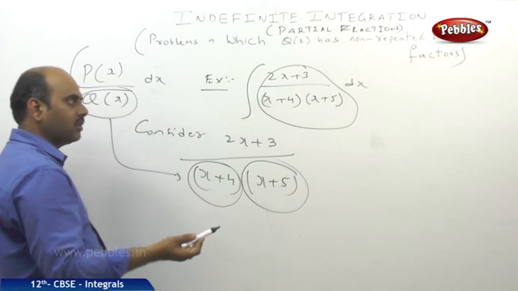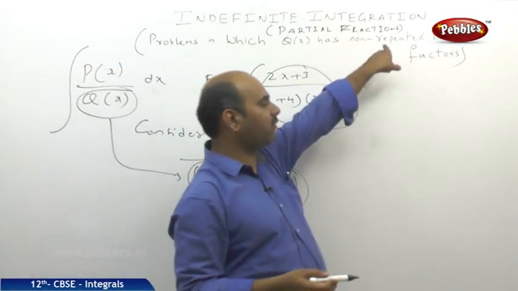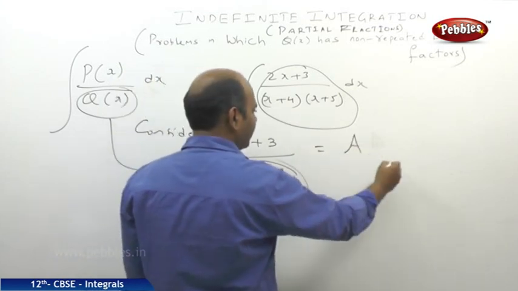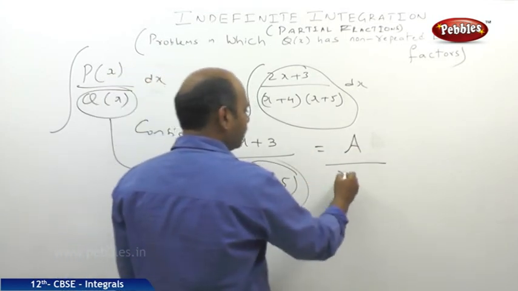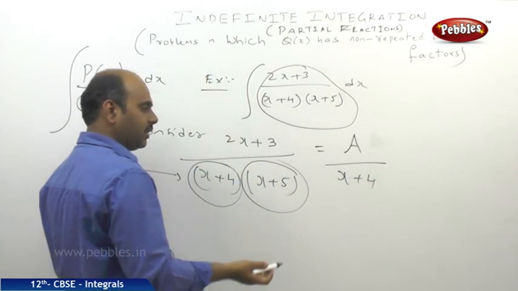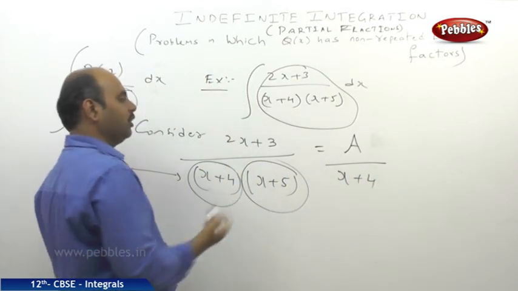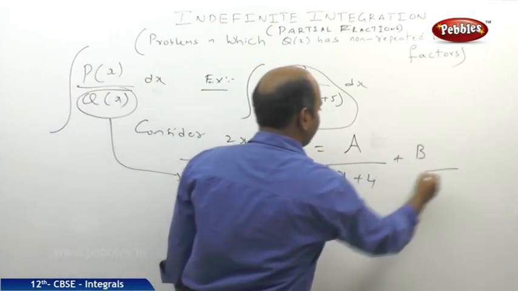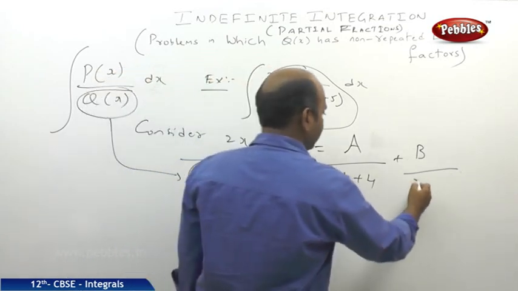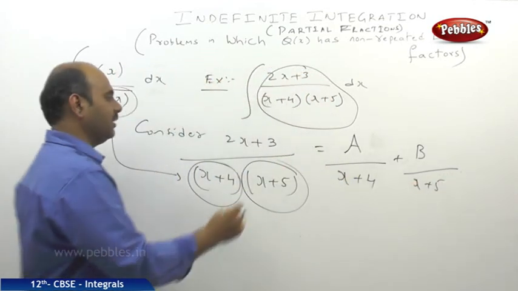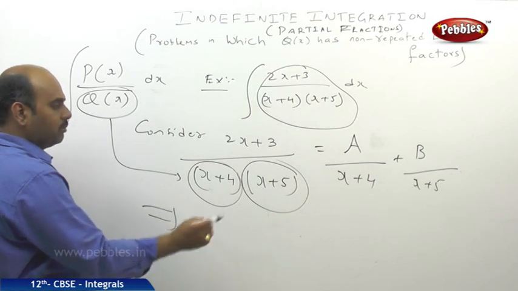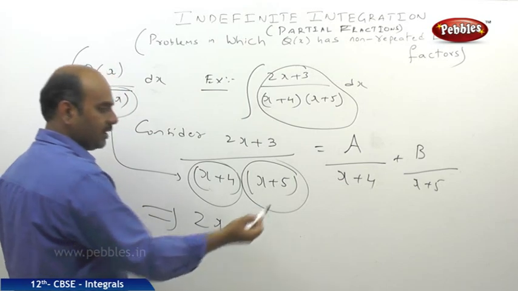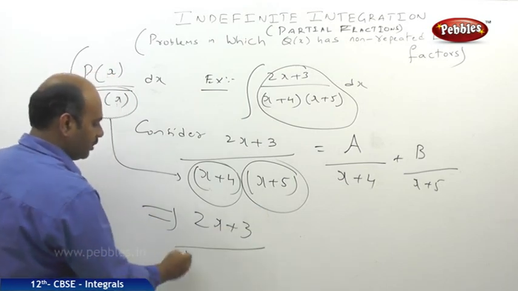Whenever linear factors are there and they are non-repeated, we need to write partial fractions as A upon x plus 4. That means however many linear factors there are, that many constants we need to select. That means A by x plus 4 plus B by x plus 5, our next linear factor. After writing like this, we need to simplify, which means taking the LCM on the right hand side. After taking the LCM, what happens?